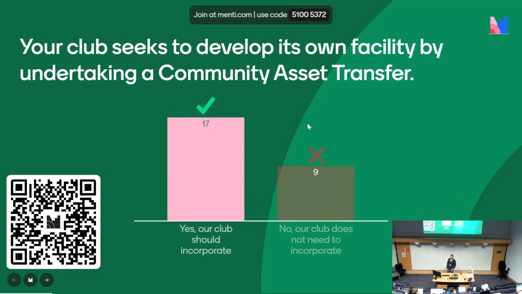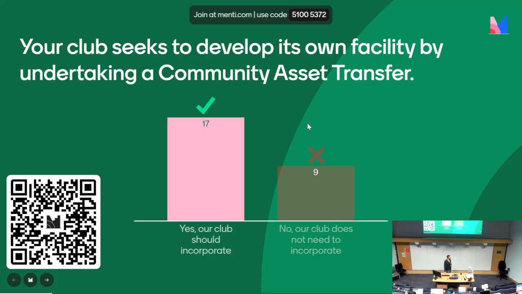Okay, yep. We probably would want to incorporate the club. Why would we want to incorporate the club if we were looking to develop a facility? Why would we want to incorporate the club in this situation? Because it's undertaking a community asset transfer. So it's from the community itself. So it does not have to involve something which is related in a corporate basis.